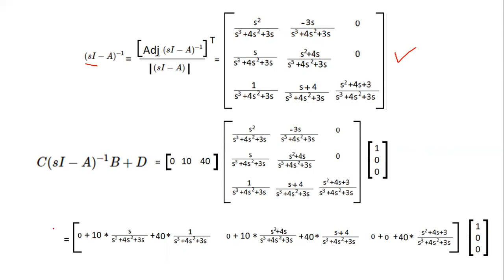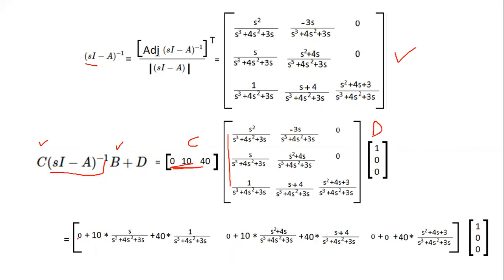And now what is the formula? C into (sI minus A) inverse B plus D. So now we identified this value. Now we are placing the C matrix and D matrix. We need to multiply. So this is the C matrix and this is the D matrix. First we will multiply C into (sI minus A) whole inverse. So it is a row matrix, and we are multiplying this row with this column.